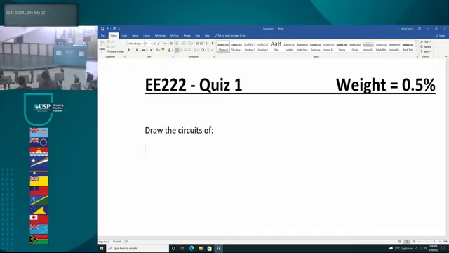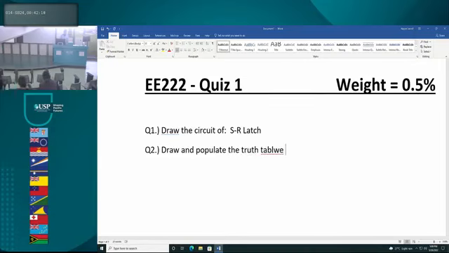Okay. Question one: SR latch, draw the circuit. Question two: flip-flop. Maybe I'll make it easy. All right, SR latch. So this is question one. Draw and populate. Okay, book is not allowed to be open.